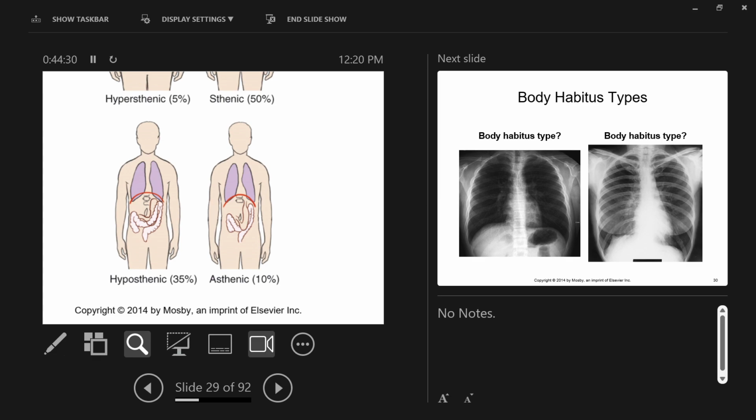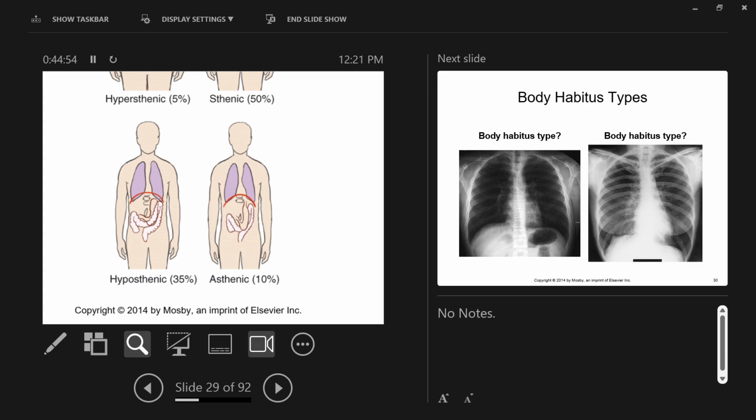All right, the last 2 are your underweight people, okay? Hyposthenic and asthenic. Let's go hypo first. Hyposthenic should account for about 35% of the population. These are your tall and skinny people, okay? They are otherwise healthy, but skinny, and they don't have to be tall, but skinny, okay? Skinnier than your average person.